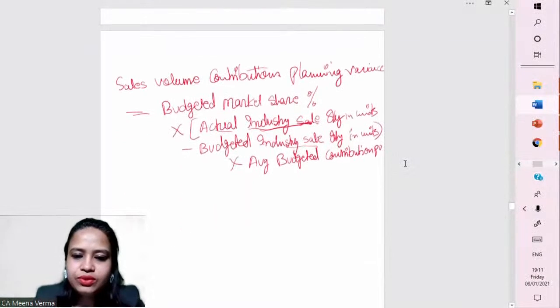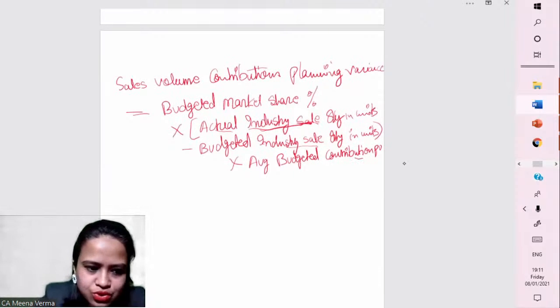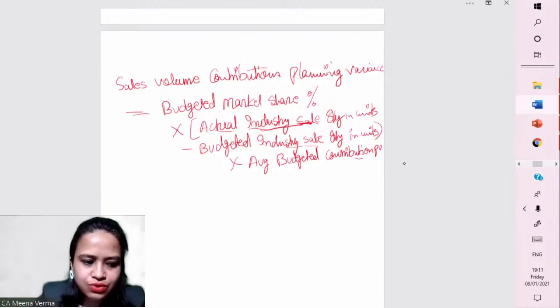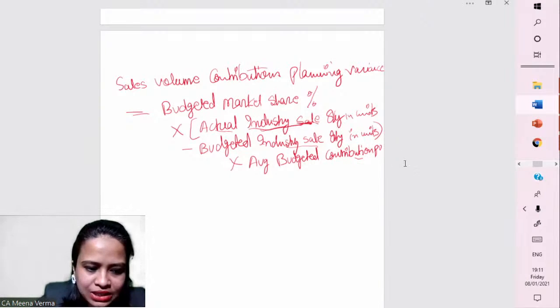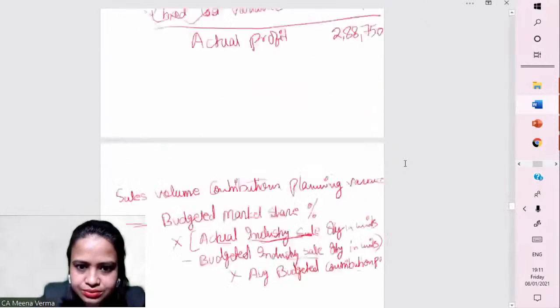Into average budgeted contribution per unit. So this is what you have to calculate. Average budgeted contribution per unit. How to calculate that?